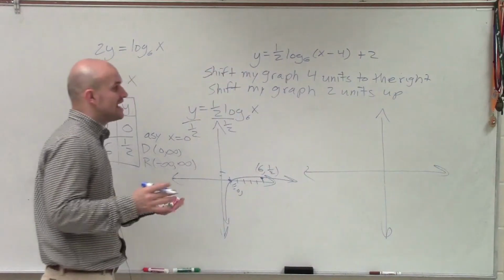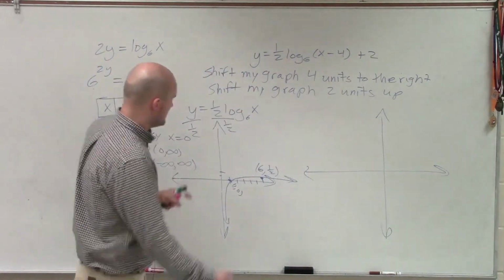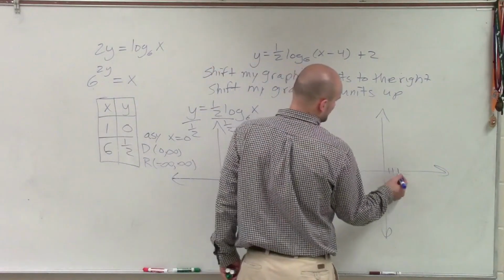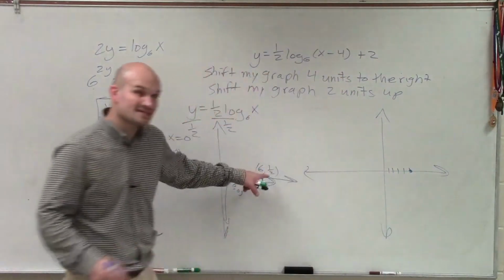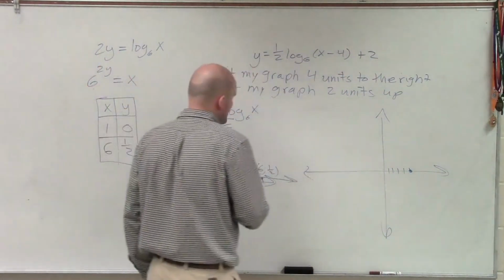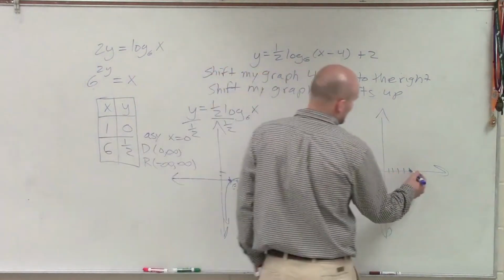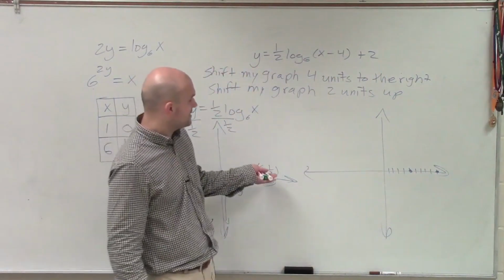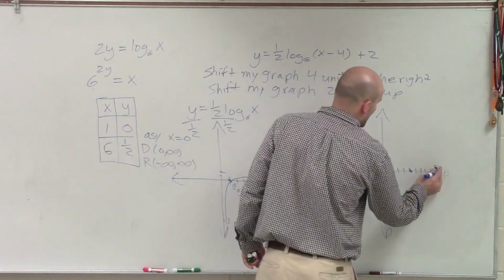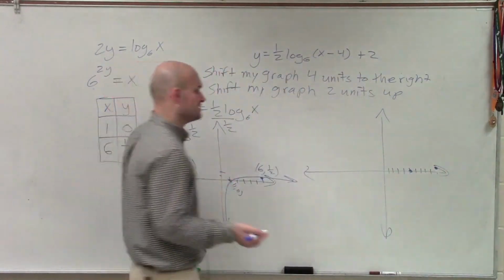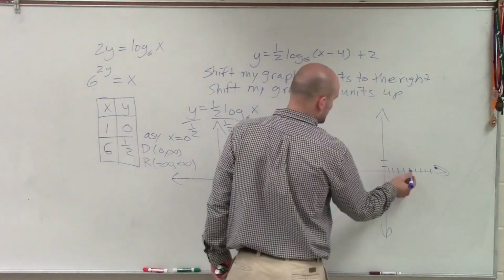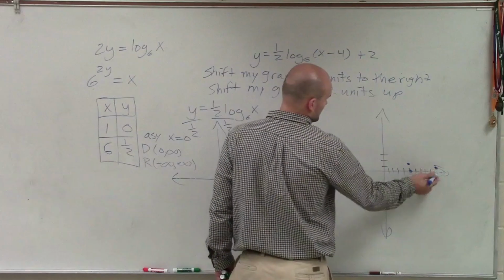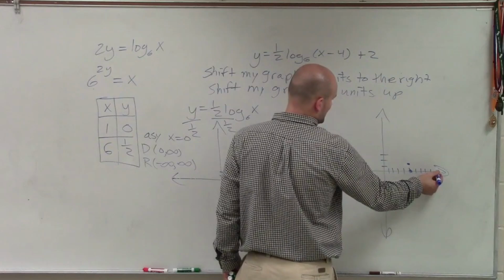And what I'm going to do now is transfer these 4 units to the right. So instead of dealing with the point 1, 0, I'm now going to deal with the point 5, 0. 1, 2, 3, 4, 5. And instead of dealing with the point 6, 1/2, I'm now going to deal with the point 10, 1/2. So 5, 6, 7, 8, 9, 10. But now I'm also going to shift this graph 2 units up. So let's say here's 1, here's 2, and there would be 3. So up 2 would be, instead of at 0, now it's up at 2. And it started at 1/2, it's now going to be at 2.5.